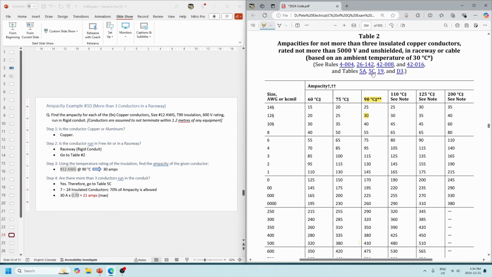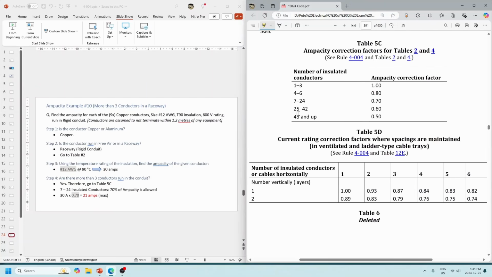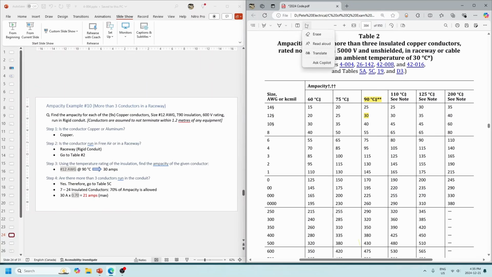So we're going to go to table 5C, keeping in mind the 30 amps that we had from table 2. And we got 9 conductors, so we're in 7 to 24 there. That means our correction factor is going to be 0.7. So we got 30 amps from table 2 times 0.7 from table 5C gives us a maximum of 21 amps that we can push through those conductors. Okay, let's go back to table 2 because that's most likely where we're going to end up.